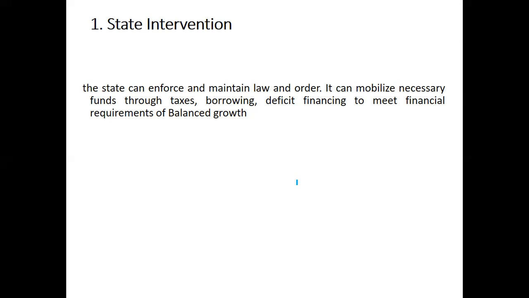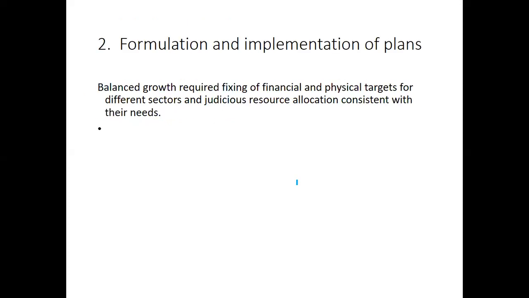Either through taxation, or the government can go on borrowing, or it must do deficit financing to meet the financial requirements of the balanced growth rate. And for all these things to happen, surely we need state intervention. Second, we need planning, formulation, and implementation of plans.